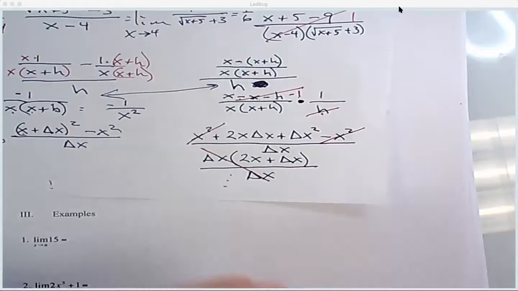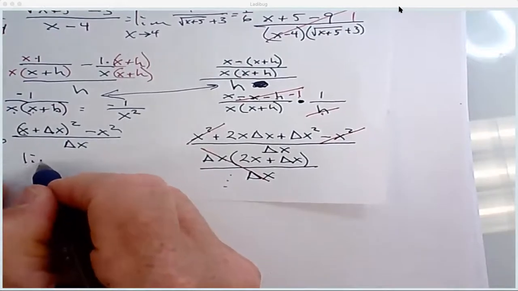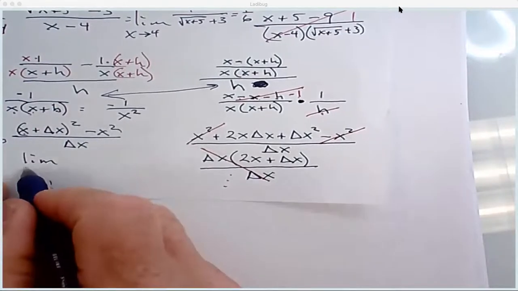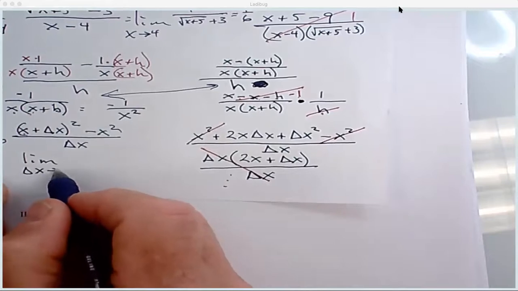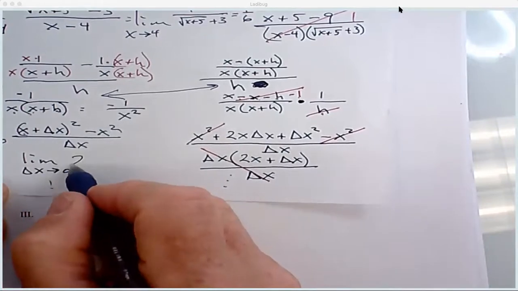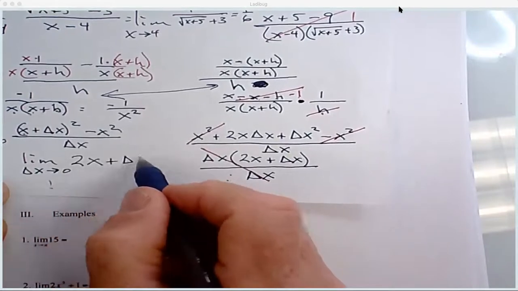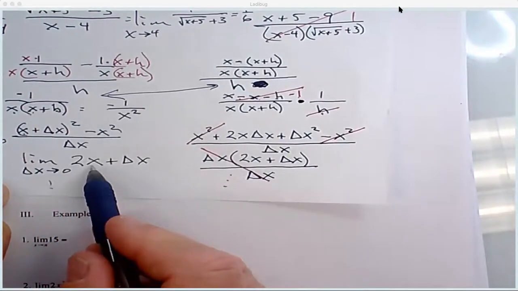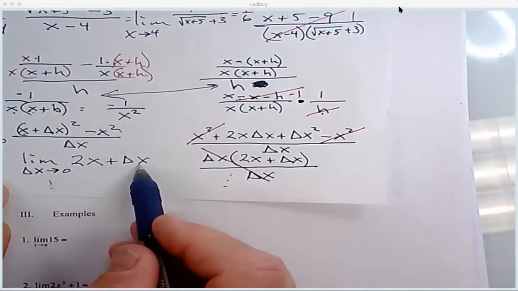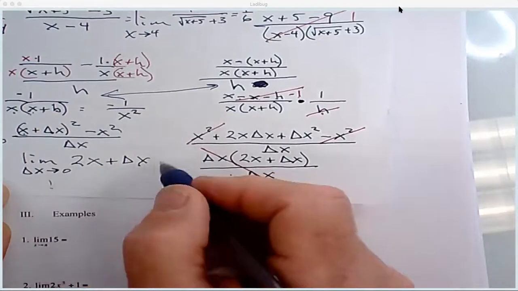So now I'm going to take the limit as delta x goes to 0 of this function. x isn't going to 0. This thing is going to 0. And I'm going to be left with 2x.